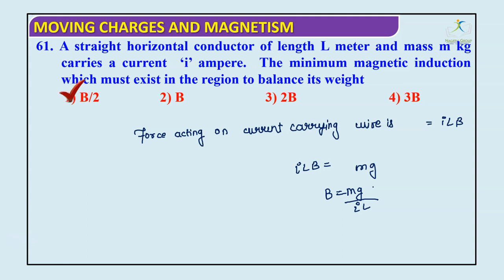Because here, a straight horizontal conductor of length L meter, mass m kg, current I, minimum magnetic induction when the things will be balanced. So the initial will be changed in the form of a B by.